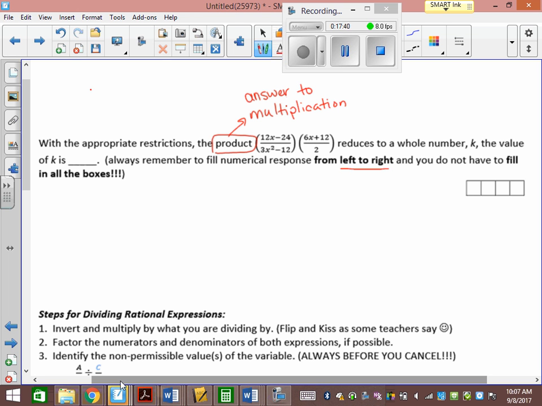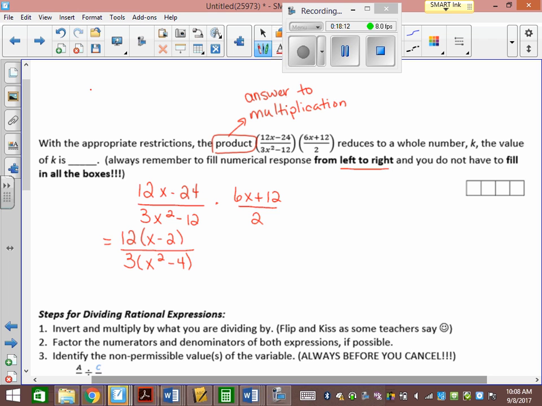So let's go through and try this one. They want the product. They want us to multiply it. So what can I do to the top left? Take out a 12. So I have equal to, because this expression is equal to the next one. Take out a 12, and I'm left with x minus 2. The bottom, I can take out a 3, and then I'm left with x squared minus 4. The 3 can go in brackets. The 12 can go in brackets.